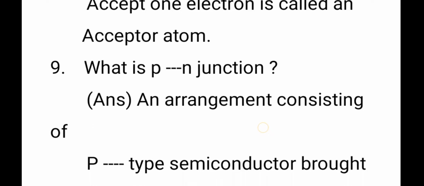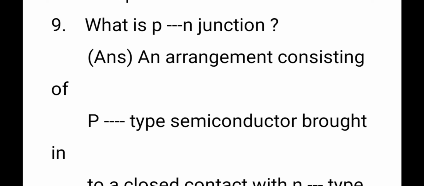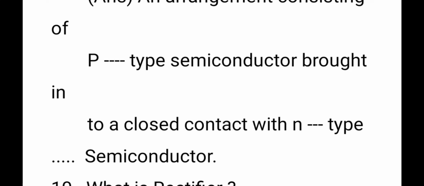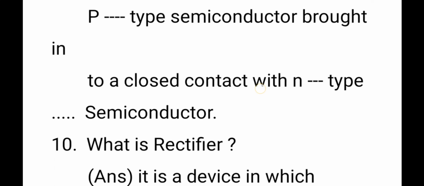Next question, what is a P-N junction? That is a very important bit. An arrangement consisting of a P-type semiconductor brought into close contact with an N-type semiconductor is called a P-N junction.